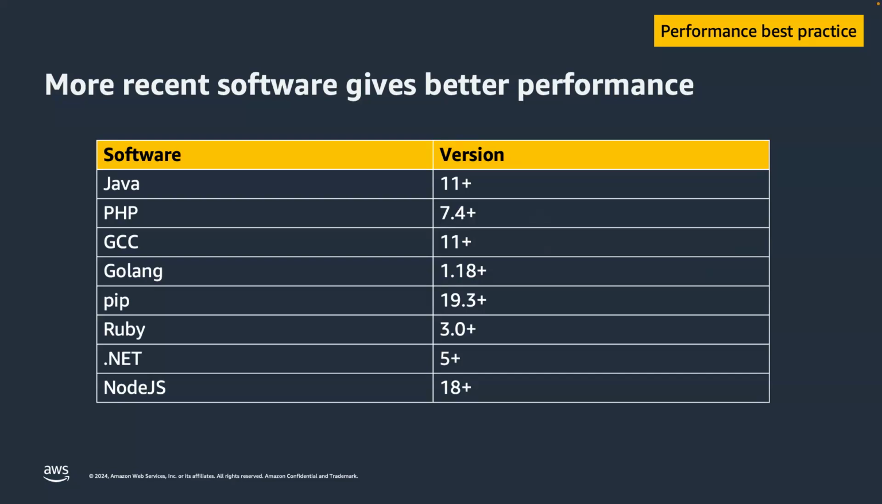So if you are still on Amazon Linux 2, my recommendation is to upgrade to Amazon Linux 2023, which will be better optimized for Graviton as well.